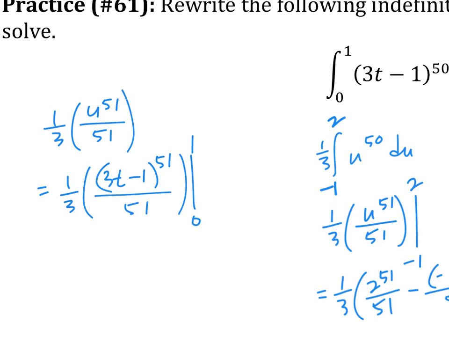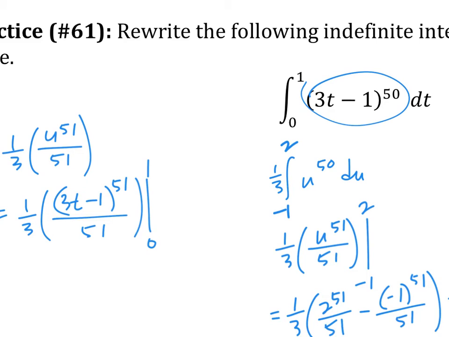Can you do it without u? Yes, you can totally just guess. Make a guess. What do you think the integral is? 1 over 51, 3t minus 1 to the 51st power. But there's a chain rule times 3, so you have to get rid of that 3. Yes, you don't have to do u sub.